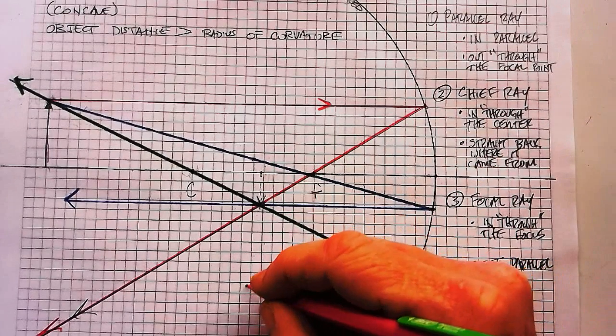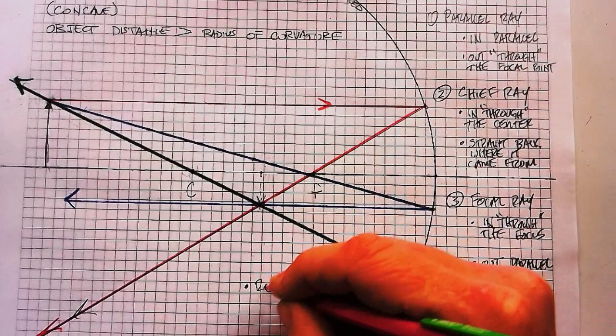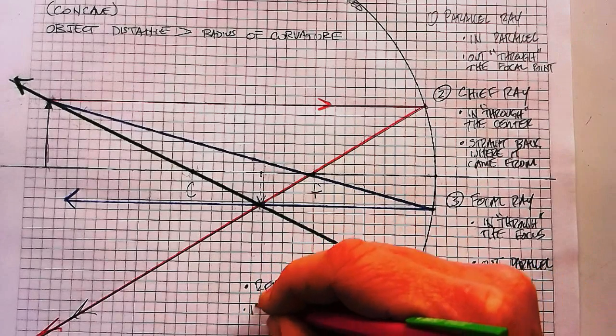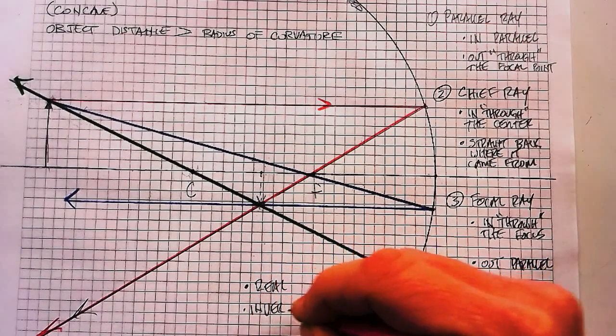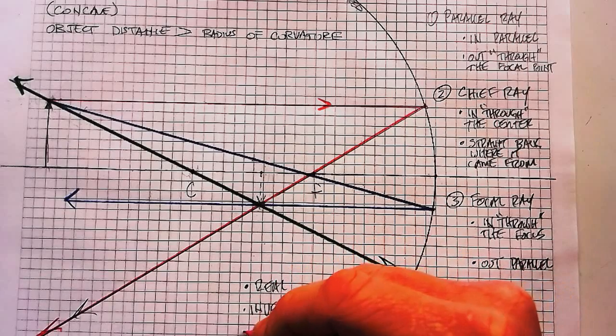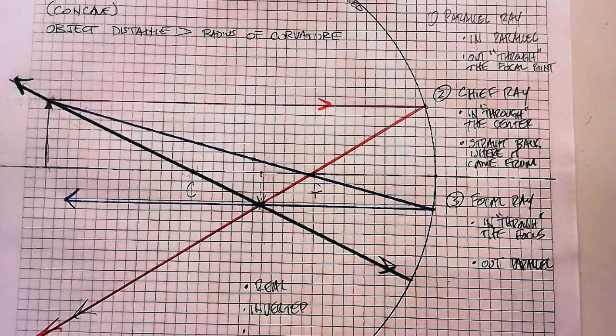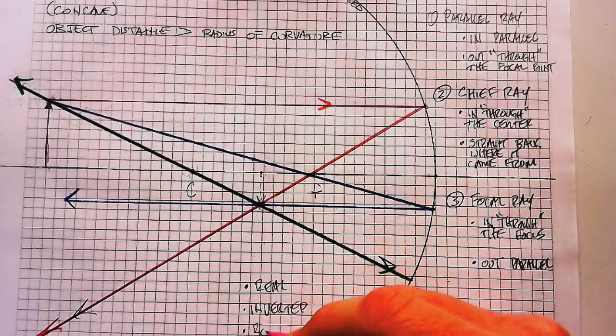So the image characteristics would be a real, inverted, and I think smaller, right? Reduced image.